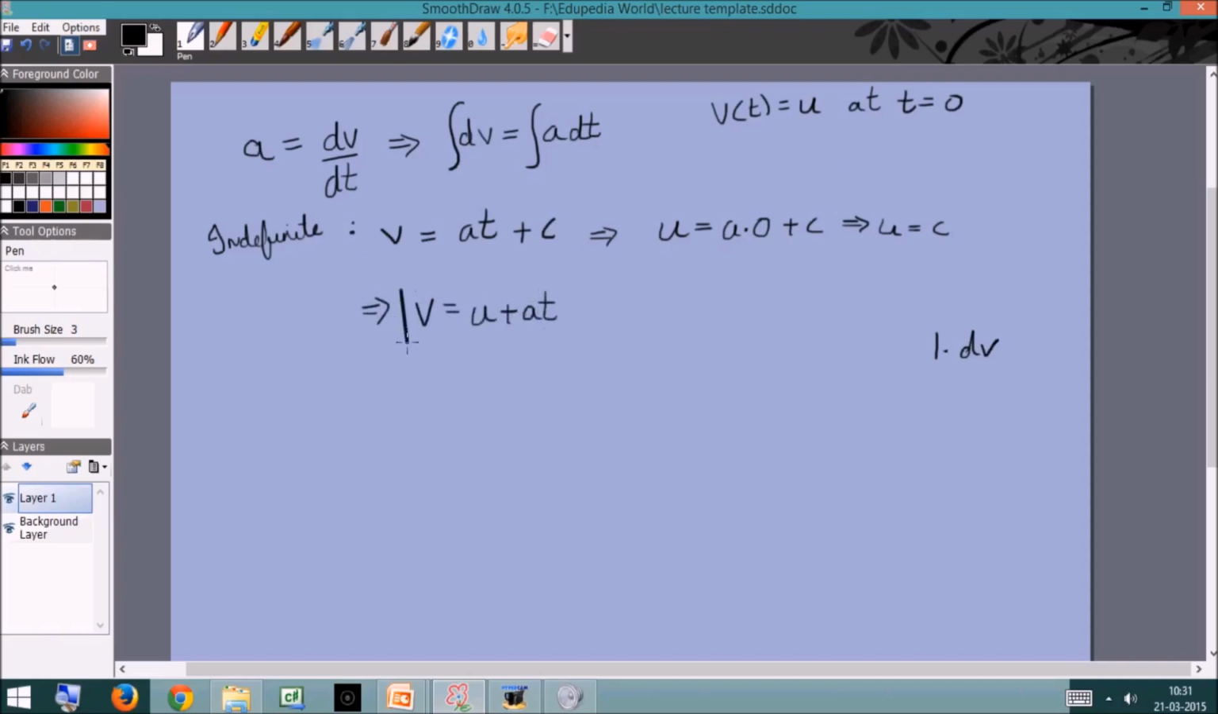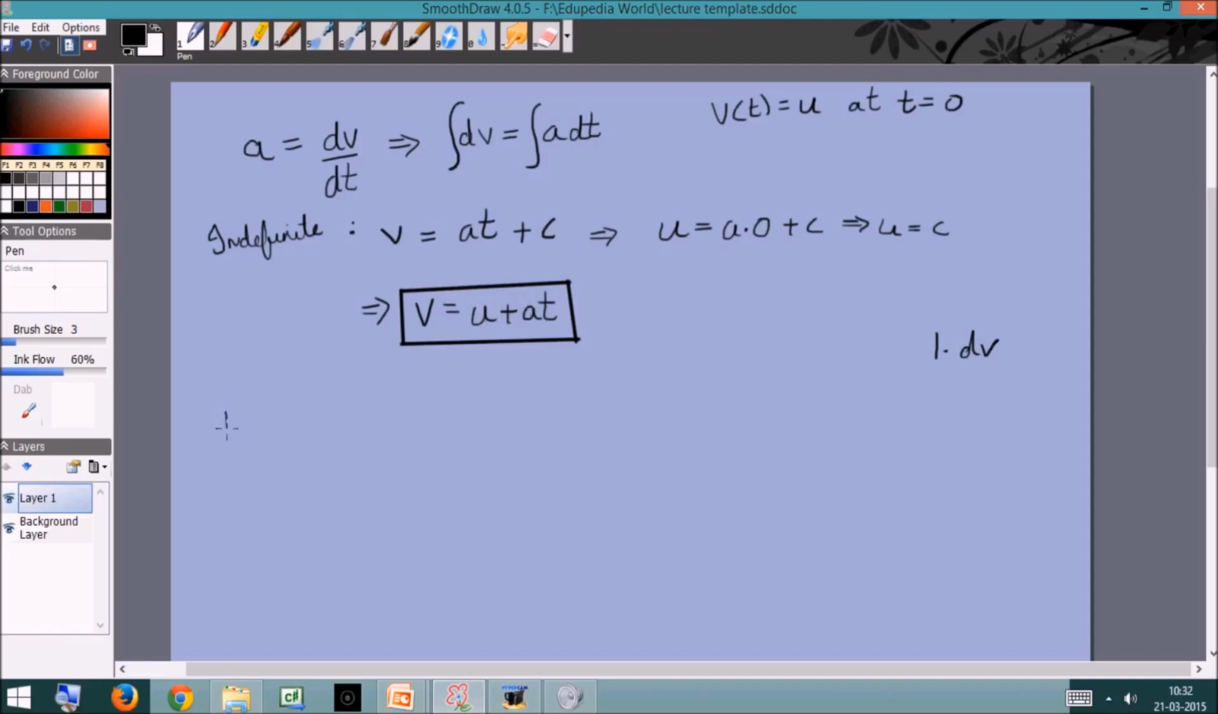And I'm sure all of you have seen this equation before. And this equation really doesn't say anything new. All it says is that the change in velocity, which is v minus u, is equal to the acceleration multiplied by the change in time, which in this case is t, since it would be t minus 0, as the velocity is v at time t and the velocity is u at time 0.